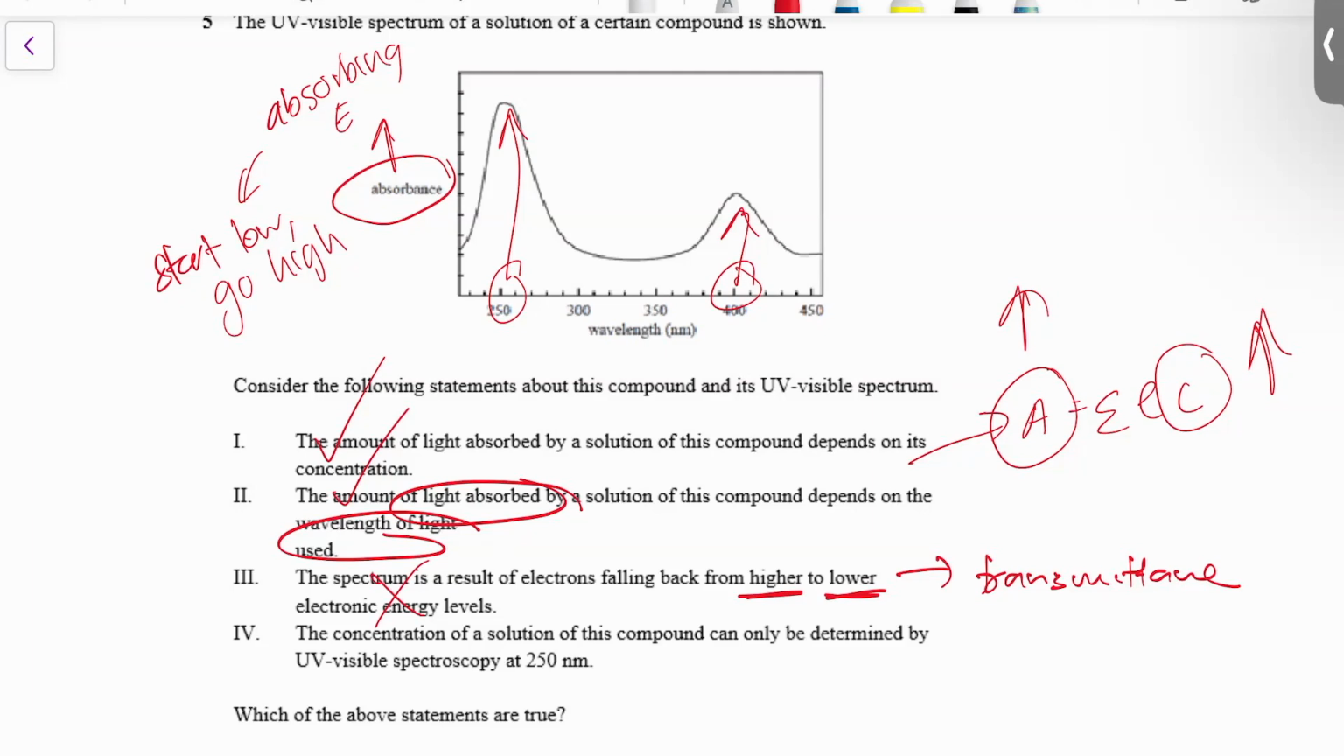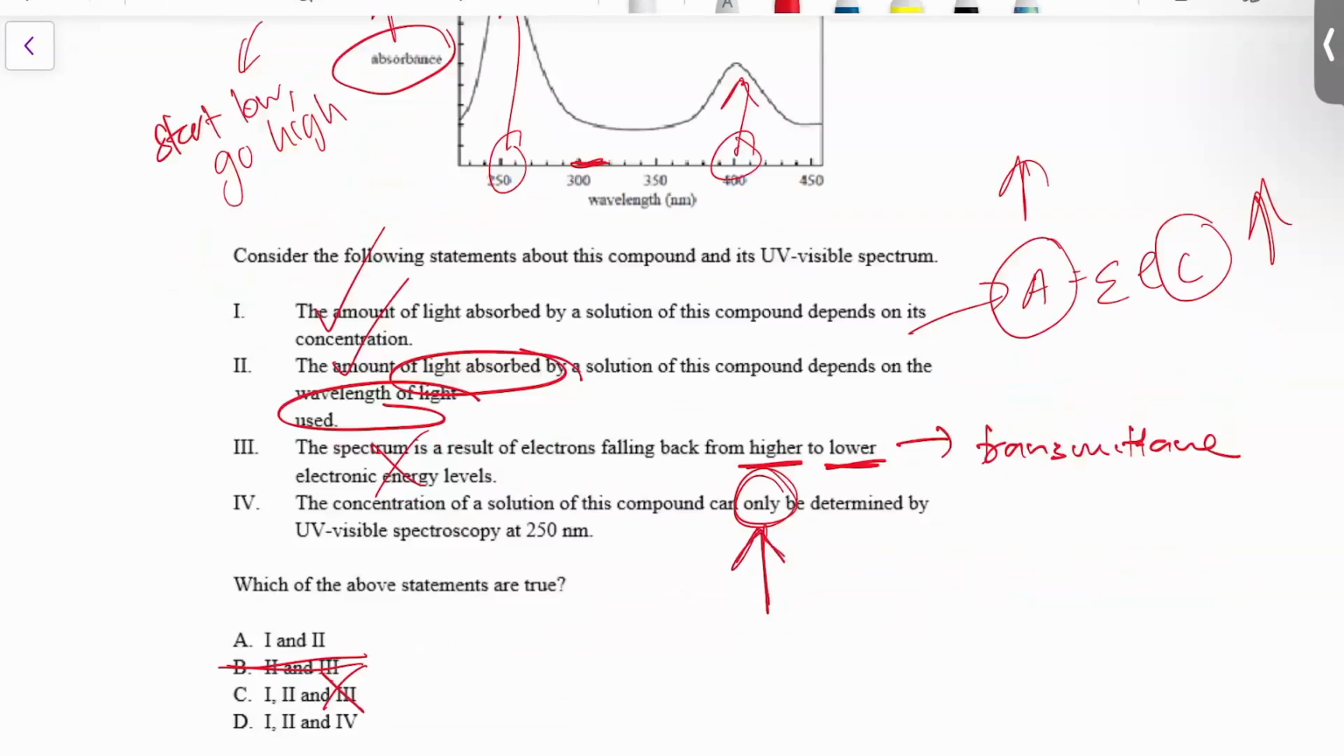What's the word you want to be careful of in statement 4? Only. False. Good. Okay. Is 250 nanometers the ideal wavelength to set? Yes, but it's not the only wavelength you can set. You can set any wavelength as long as it absorbs some and it's not like touching here where it's 0. It's not the only wavelength. It is the best one though, but the word only is the issue here. So 4 is not true and your answer is A.